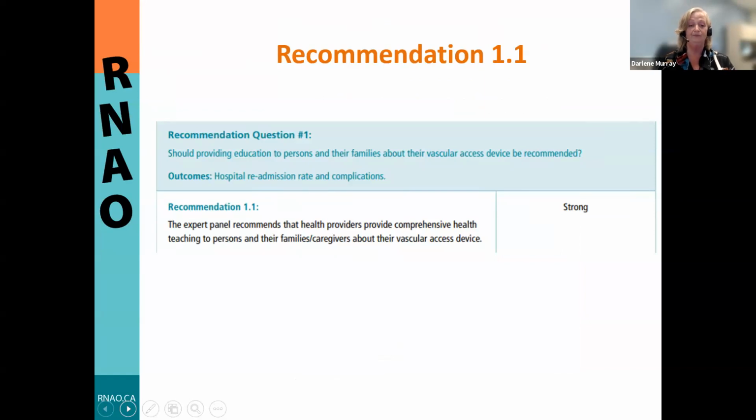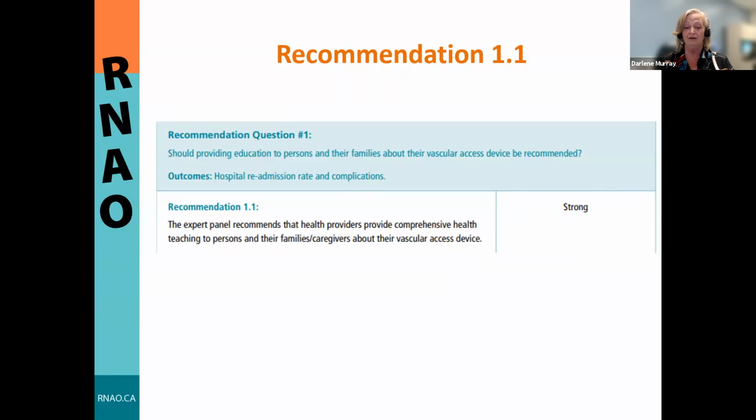So moving on, we're now looking at recommendation 1.1, which reads: the expert panel recommends that the health provider provide comprehensive health teaching to persons and their family or caregivers about their vascular access device. Comprehensive health teaching involves a combination of learning experiences designed to help improve knowledge and skill related to self-management in the person and their families or caregivers. The evidence was focused on comprehensive health teaching in the CVAD care setting.